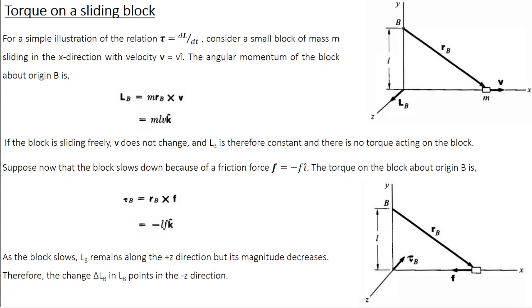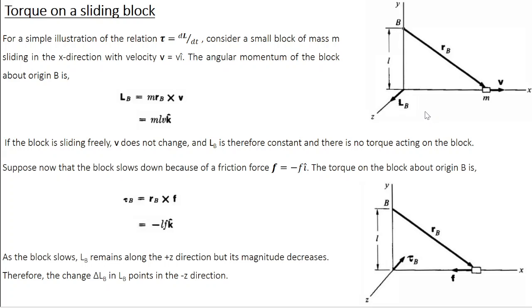Now what we are going to do is we will take a couple of simple physical scenarios and check whether this relation tau equal to dL by dt is true, whether this holds true in such cases. Let's start with the first example we have dealt with in the previous class, that is a sliding block. So consider a small block of mass m sliding in the x direction with velocity v equal to v i cap, and we need to calculate the torque acting on this sliding block and check whether torque is equal to rate of change of angular momentum.